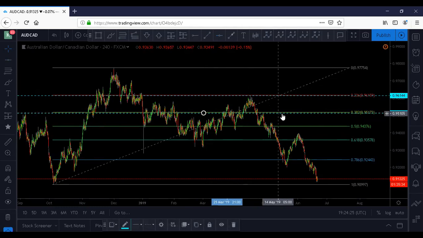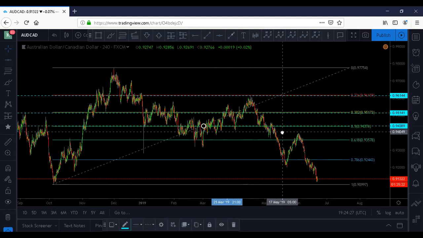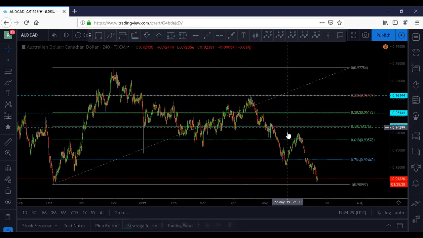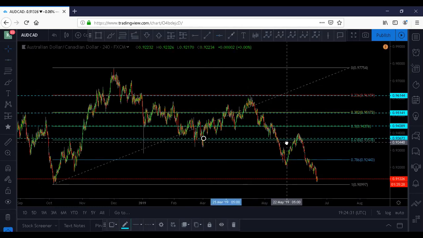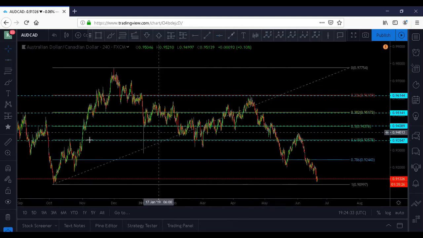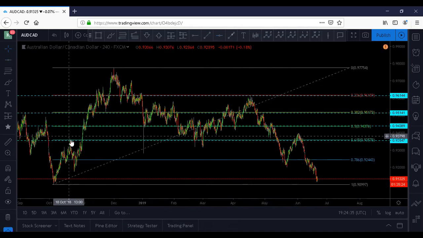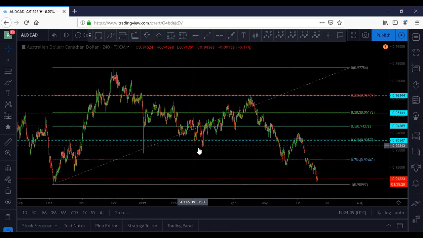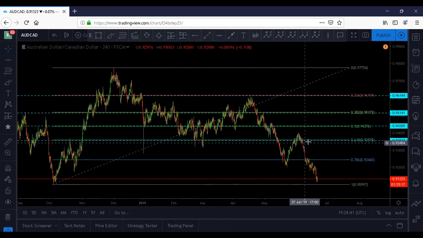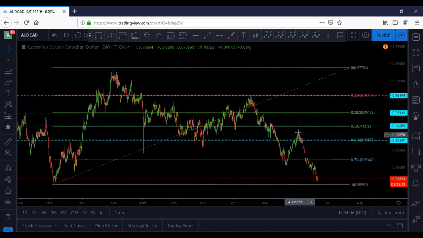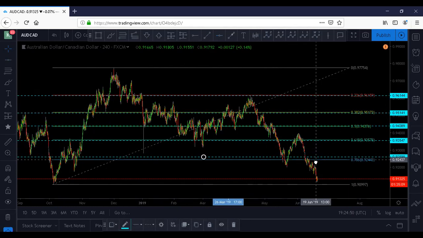38.2 is also holding nicely. 50% is also holding nicely. 61.8 is holding because you can see price did reject in that area. It made a fake breakout there and there. Maybe if you see this level right there, it looks like a fake breakout, but I'll show you.